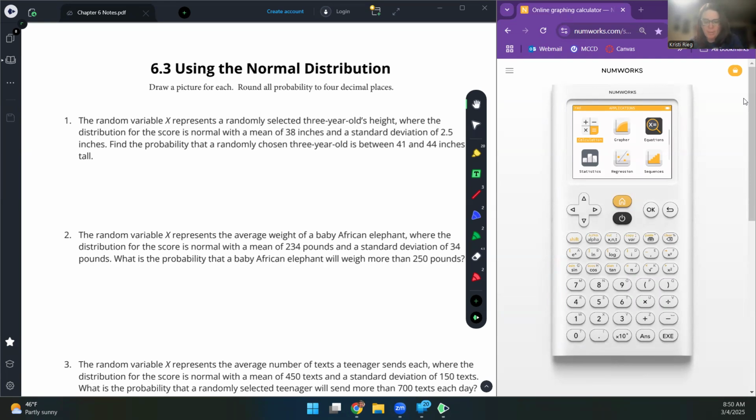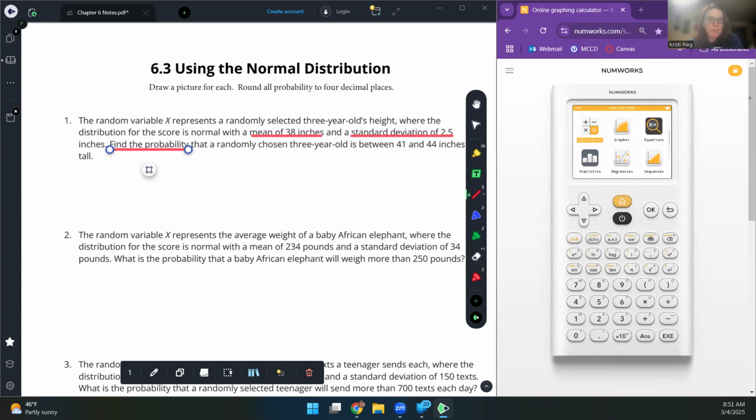Okay, so here we have the first problem, and it says the random variable x represents a randomly selected 3-year-old's height, where the distribution for the score is normal with a mean of 38 inches and a standard deviation of 2.5 inches. Find the probability. All of these are going to be worded as find the probability.